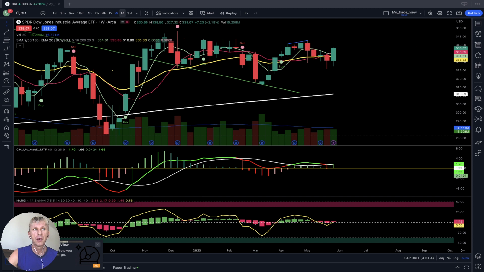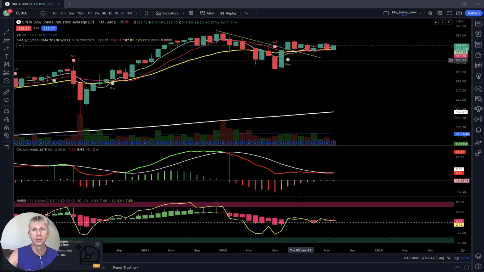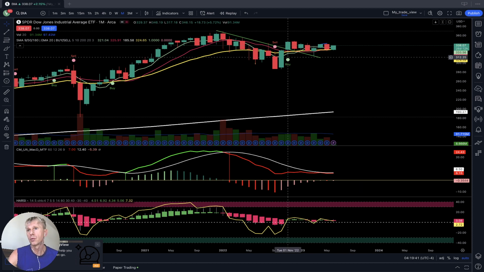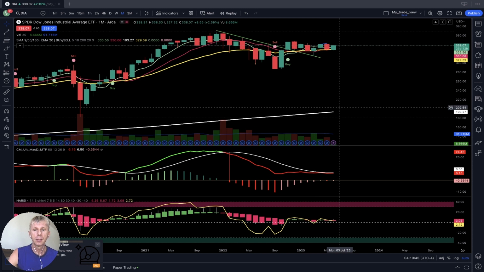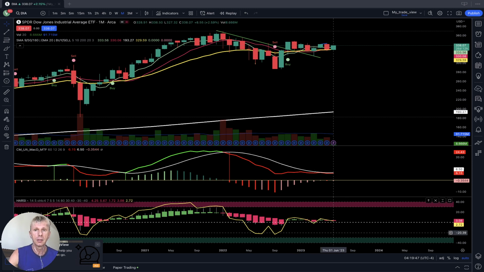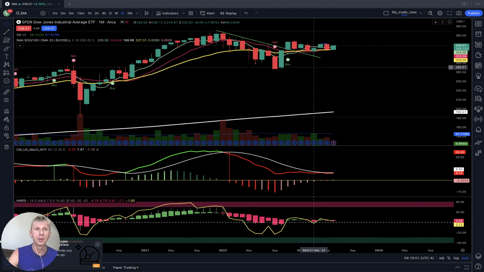On monthly time frame Dow Jones is also neutral. Look at it. Since November 2022 it's still at the May 2020 level. It doesn't move anywhere. It's kind of neutral and negative on all other indicators. Still kind of flat. On monthly, let's see quarterly.